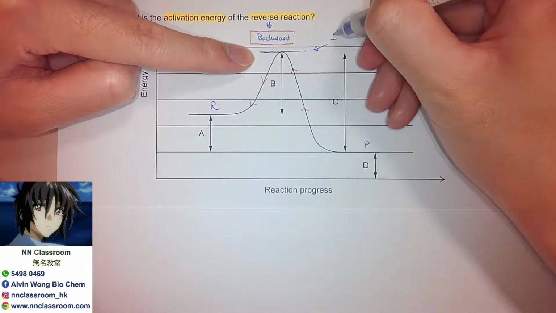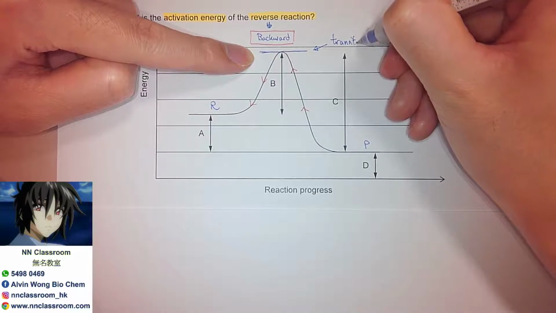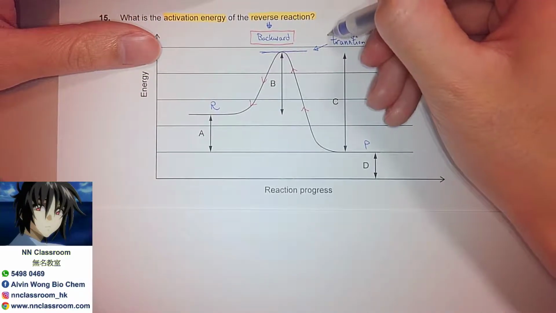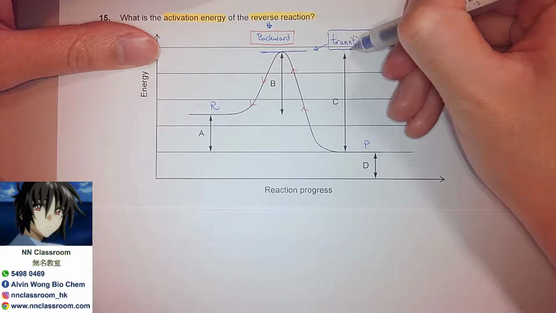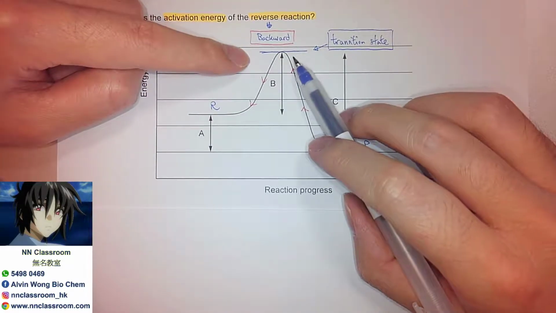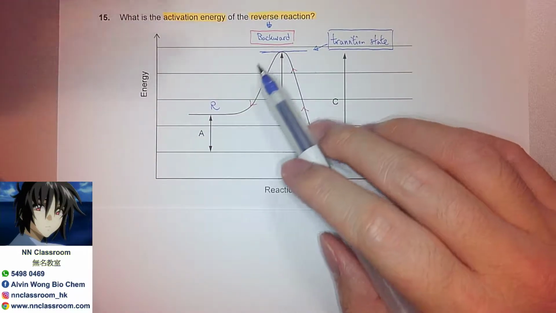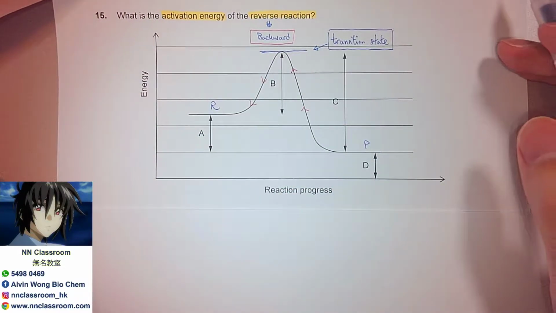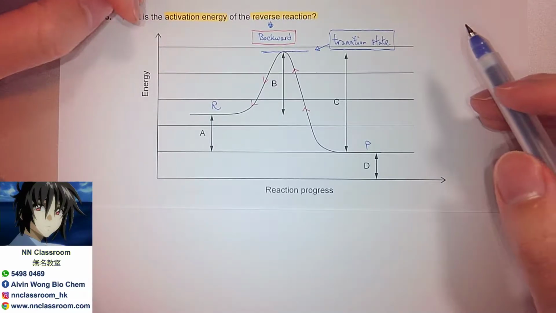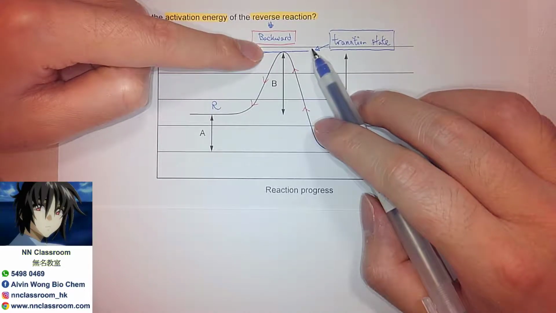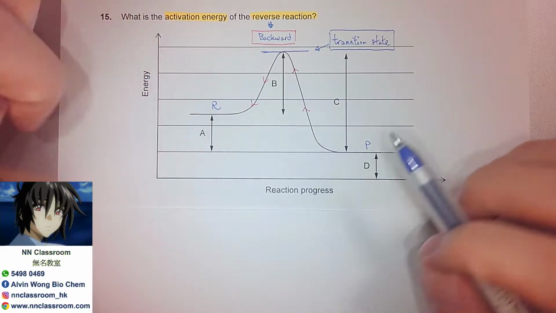The peak is also known as the transition state, or the so-called activated complex, in a more biological sense. So that is the most unstable state. That means whenever we can get to this transition state, supposedly we can go to the product side so easily, right? So that's why the energy gap between our starting point and the peak position, that is the transition state, that gap will then be the activation energy.